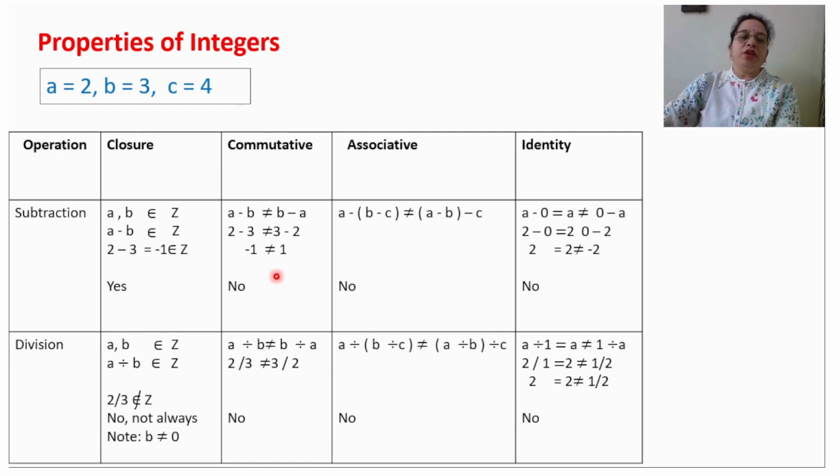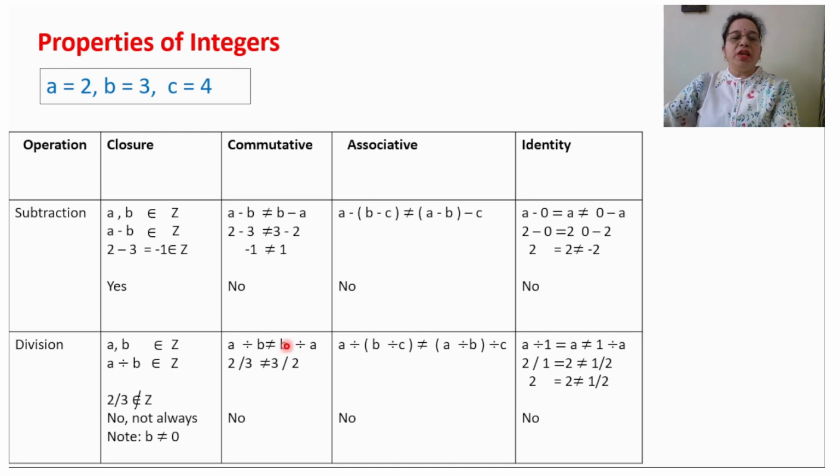Come to the commutative property. So here just substitute the values of a and b on the left hand side part. So 2 minus 3 will give you minus 1. Now interchange the numbers on the right hand side part. Substitute the values: 3 minus 2 will give you 1. So left hand side is minus 1, right hand side is 1. These two are not equal. So we cannot observe commutative property in subtraction of integers.